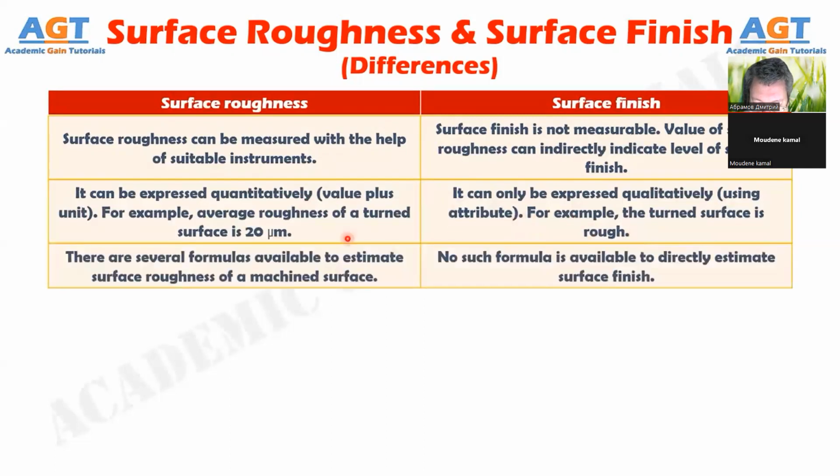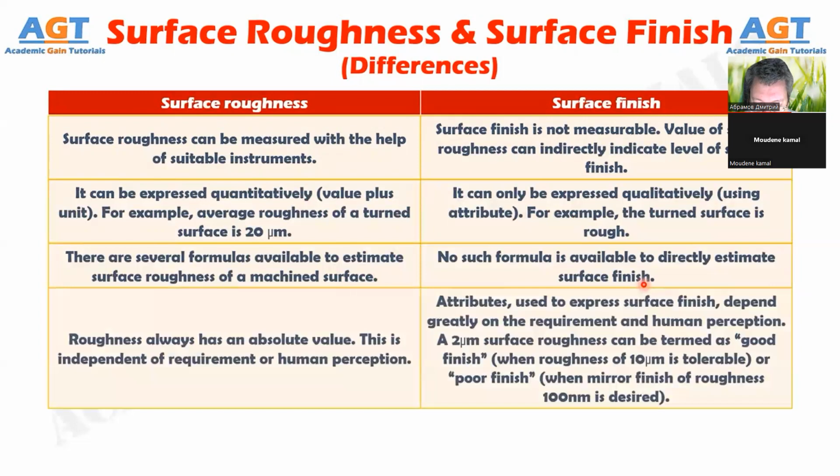Number 3, there are several formulas available to estimate surface roughness of a machined surface, whereas no such formula is available to directly estimate surface finish. And difference number 4, roughness always has an absolute value. This is independent of requirement or human perception, whereas attributes used to express surface finish depend greatly on the requirement and human perception. 8 micrometers surface roughness can be termed as good finish when roughness of 10 micrometers is tolerable, or poor finish when mirror finish of roughness 100 nanometers is desired.